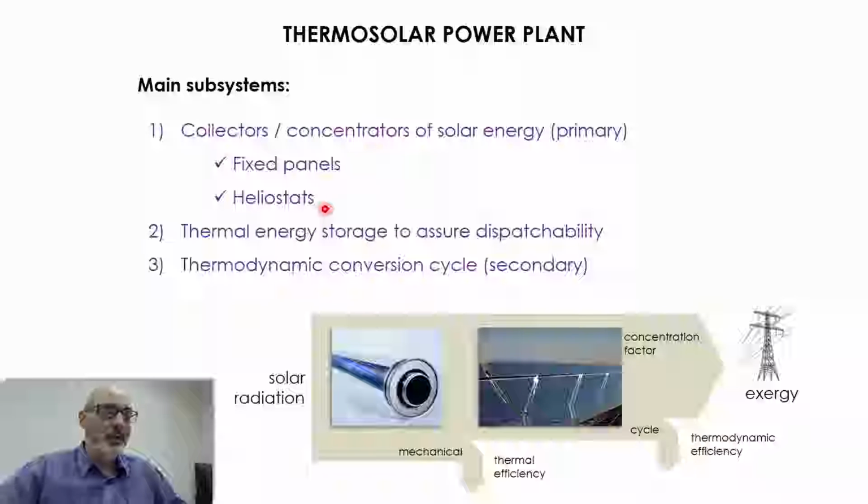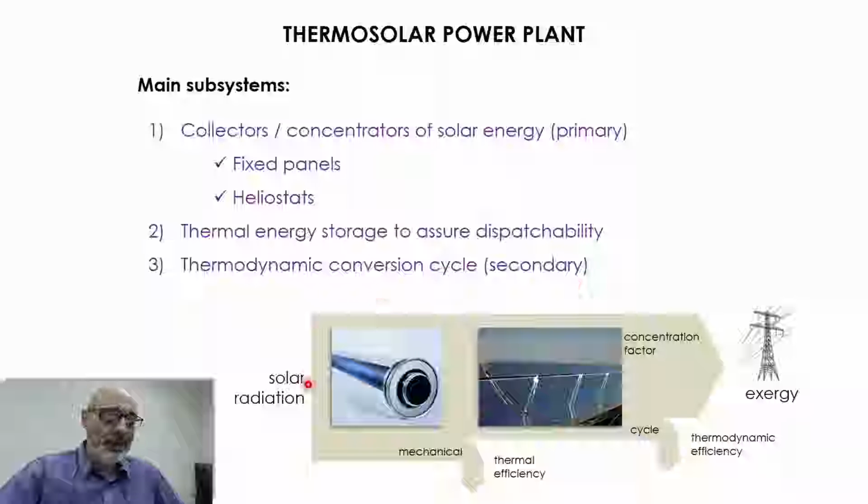You also need to have some kind of thermal storage to assure stability, because at night you don't have sun and you still have to produce and dispatch energy to the grid. So you have to store energy not only at night but also when you have a cloudy day, for instance. So a second main subsystem is an energy storage system. And the third subsystem is a traditional, classical thermodynamic conversion cycle, the secondary part of the power plant.